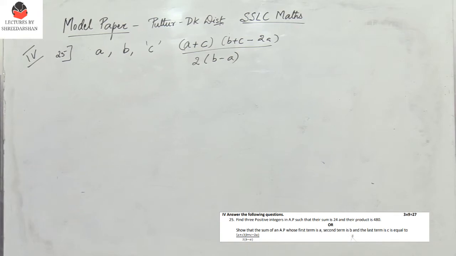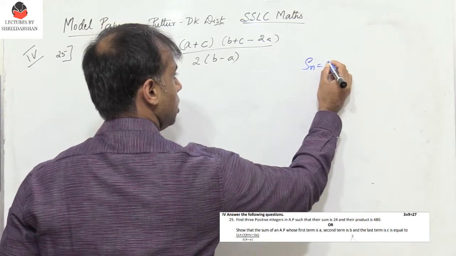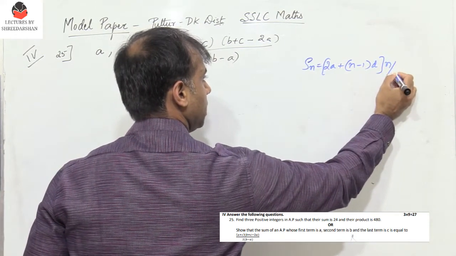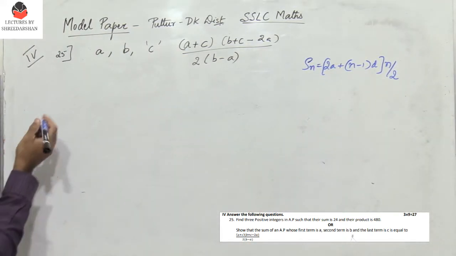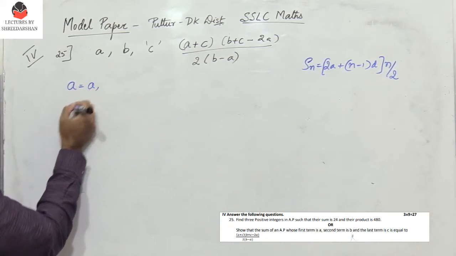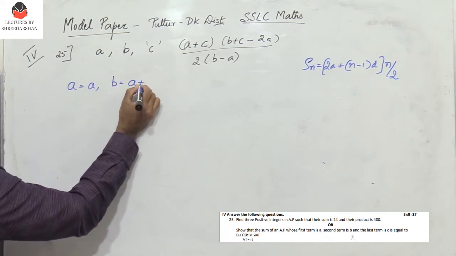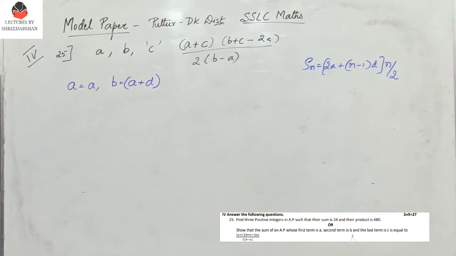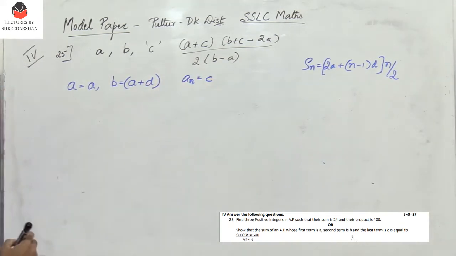So what is the sum of an arithmetic progression? Sn is equal to n by 2 into 2a plus n minus 1 into d. Now I have the first term, a, which is a itself. The second term is b. What is b? b is nothing but a plus the common difference d. So the second term is b, which is a plus d, and the last term an is equal to c.